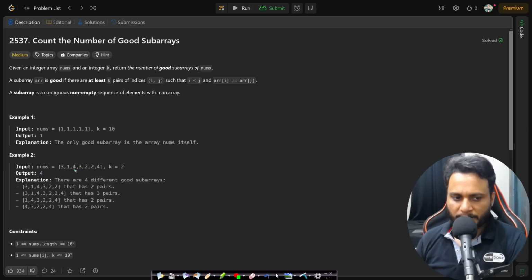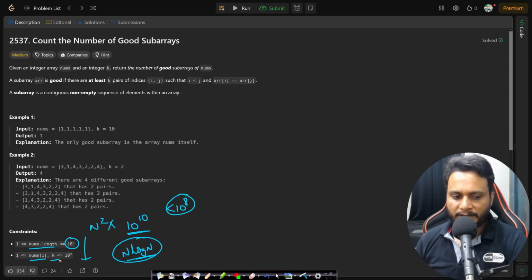So I think the problem statement is very clear. The constraint says that the nums length will be at most 10 to the power of 5. So you cannot write an n squared algorithm, because n squared will take 10 to the power 10 computations, and I have to stay below 10 to the power 8. So an n log n algorithm or something better will be required here. The nums[i] and k values are at most 10 to the power 9, which means they will fit in the integer range.